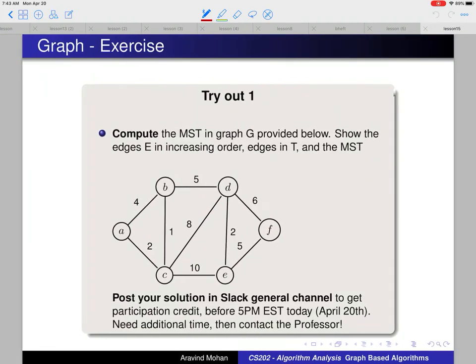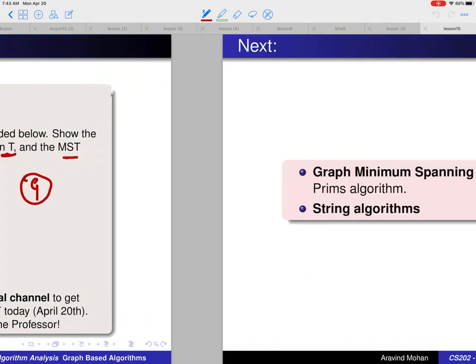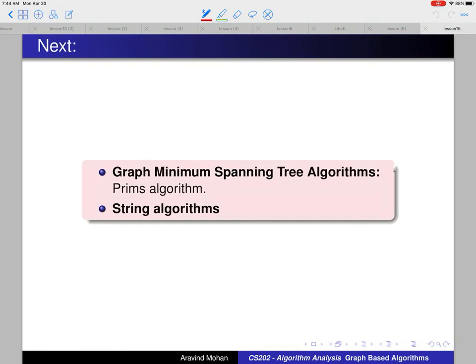So we will take up one tryout exercise for today: given this graph G, we want to find the minimum spanning tree for this particular graph, right? So please make sure that you include your E, T, and your MST in your solution, and post your solution in our general channel so as to make sure that we practice how this algorithm works and to also get the participation credits.